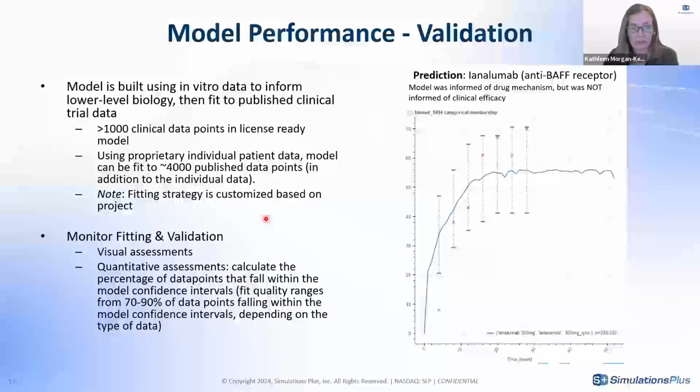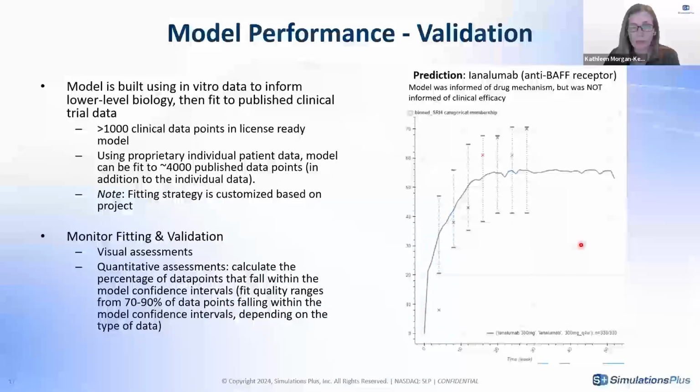We monitor the model fitting and validation using a combination of visual assessments and quantitative assessments to avoid individual modeler bias. Our quantitative assessments include calculation of the percentage of data points that fall within the model confidence intervals. The typical fit quality range for our license-ready model goes from 70 to 90% of the data points falling within the 90% confidence interval. And this depends specifically on the type of data being assessed.